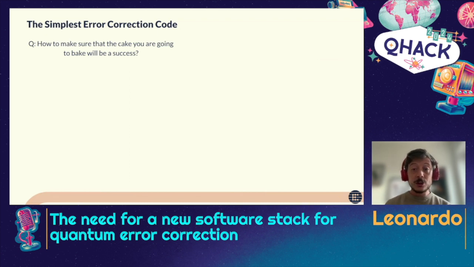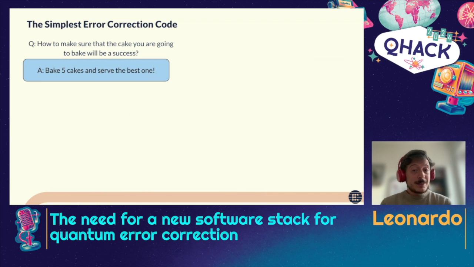Well, one thing that I can do is I'll just bake the same cake 5 times and pick the best one. Now, that's a very simple sort of error correction algorithm, if you want, which is based on repeating the same operation over a period of time. Of course, it will take longer and I will need to spend more money buying the ingredients, but it sort of helps me make sure that at least one cake will be good and I'll be satisfied with.